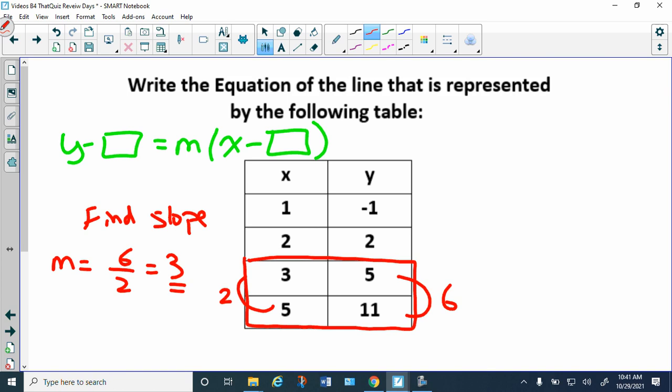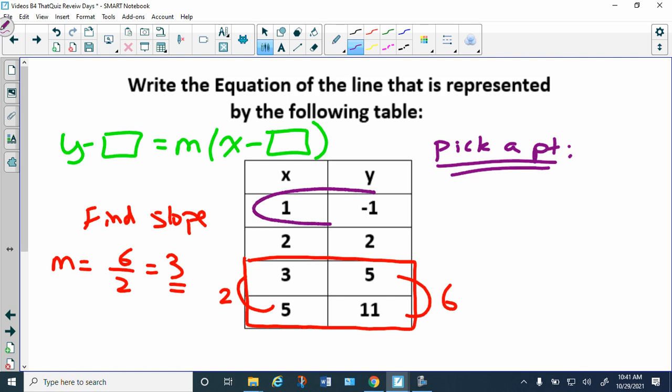Then I'm going to pick a point. I'm going to, on purpose, pick a tough point because I want you to see what happens when we pick a point that has a negative. Once again, you don't have to, but I want you to make sure that you know how to do this, because sometimes we may not have that option. Sometimes all points given have negatives. So let's make sure that we know how to use that. We're going to pick 1, negative 1.